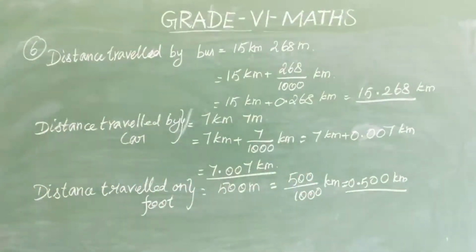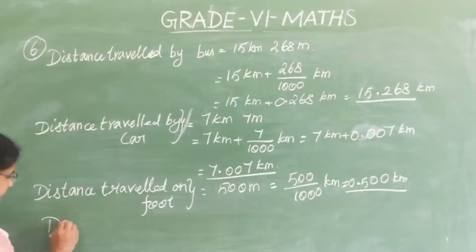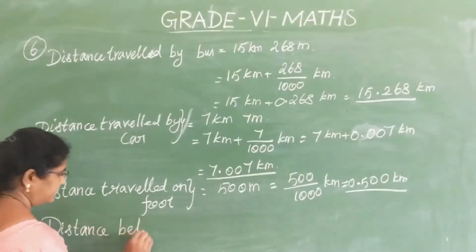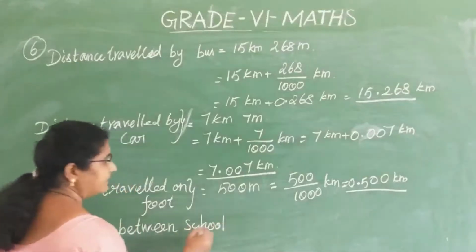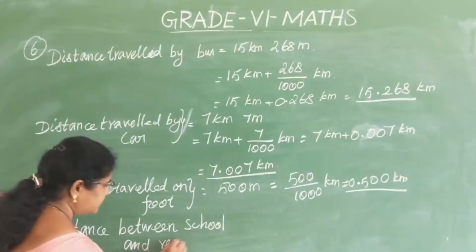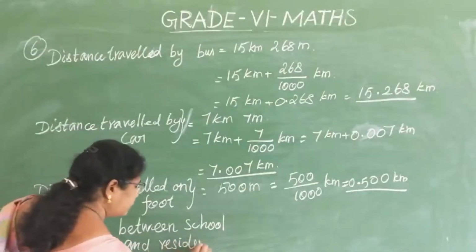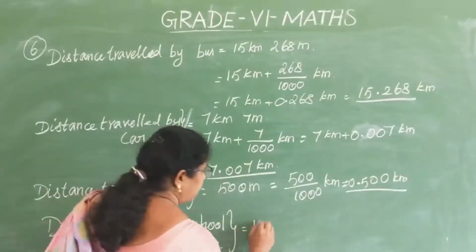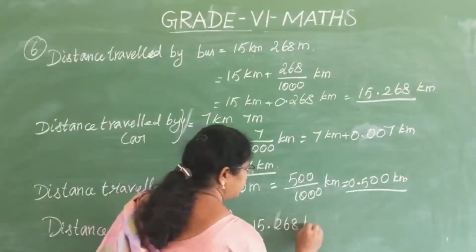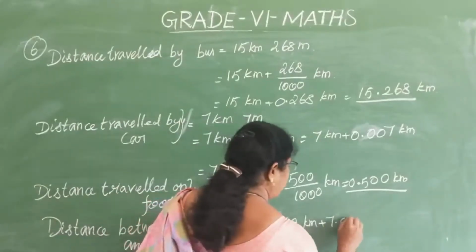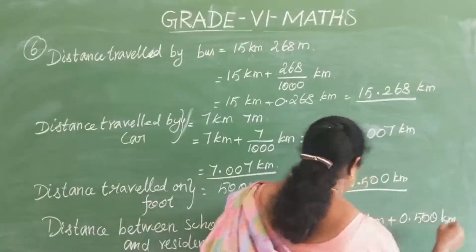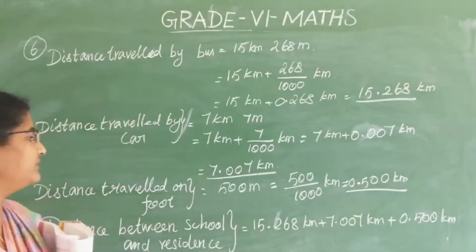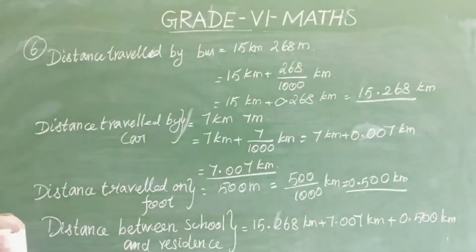What is the single unit? Kilometer, the higher unit. Now we have to add to get the distance between her school and residence. It equals 50.268 plus 7.007 kilometer plus 0.500 kilometer. We can add everything and then write the answer. We write one by one, arranging these numbers one below the other.